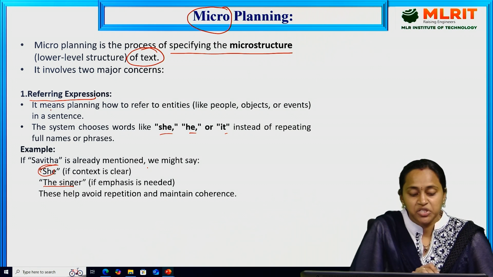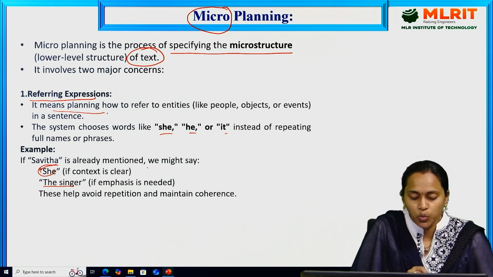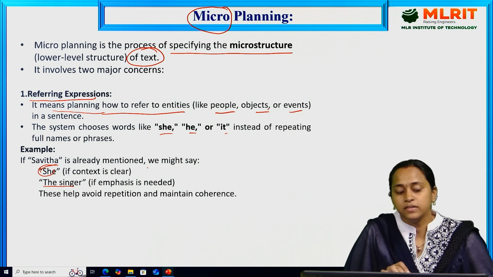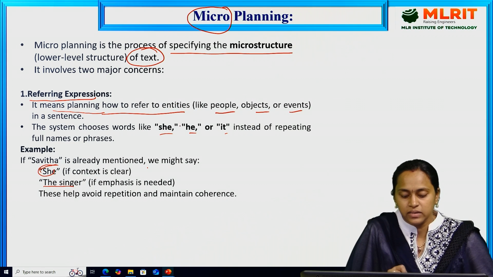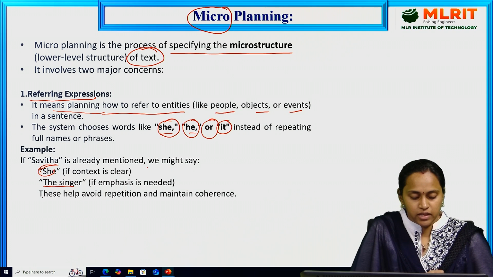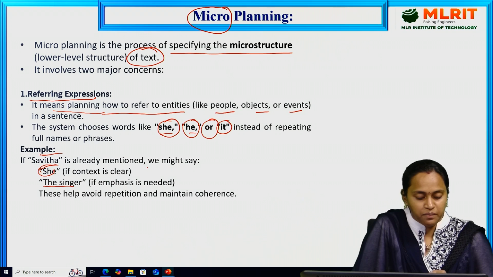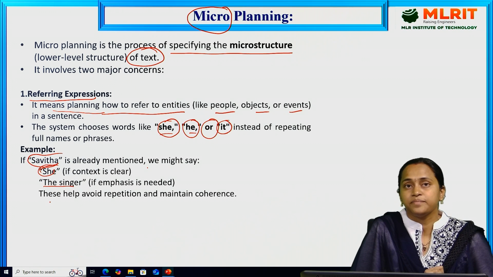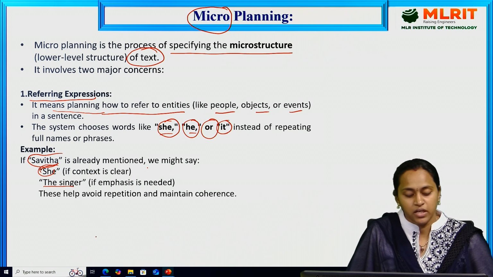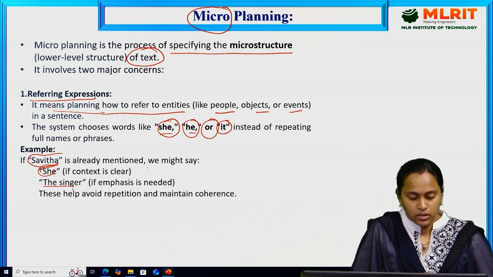See, the definition of referring expression is planning how to refer to entities like people, objects, events. Whenever we are using some entities in sentences, we can refer to those people with pronouns. These are the entities, right? He, she, it, they went to a park like this. She went to park like this. See, example, if Savita is already mentioned here, in replacement of Savita we are using she, the singer. This is where emphasis is needed, right? Some modification is needed here. If before every time we are using Savita, in replacement we are using she or the singer Savita.